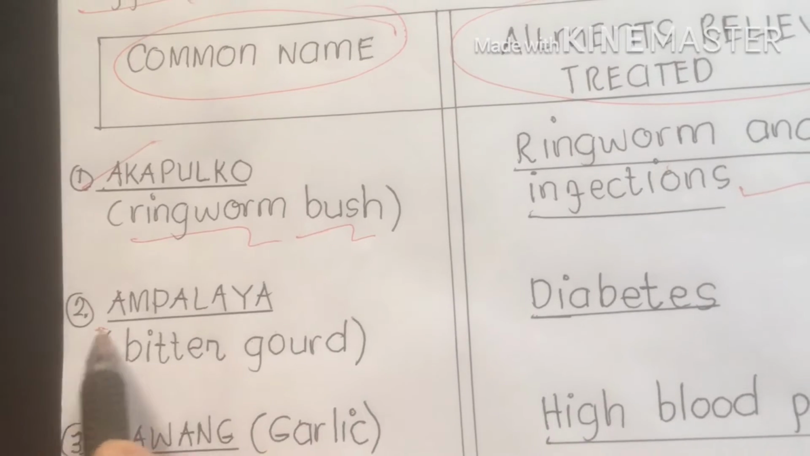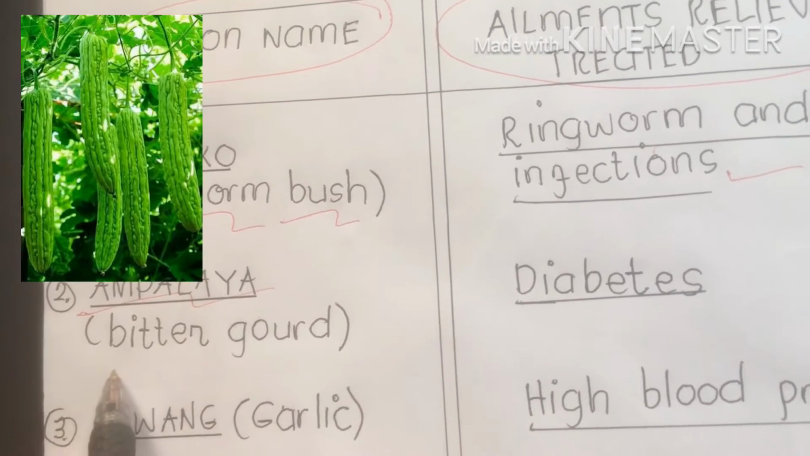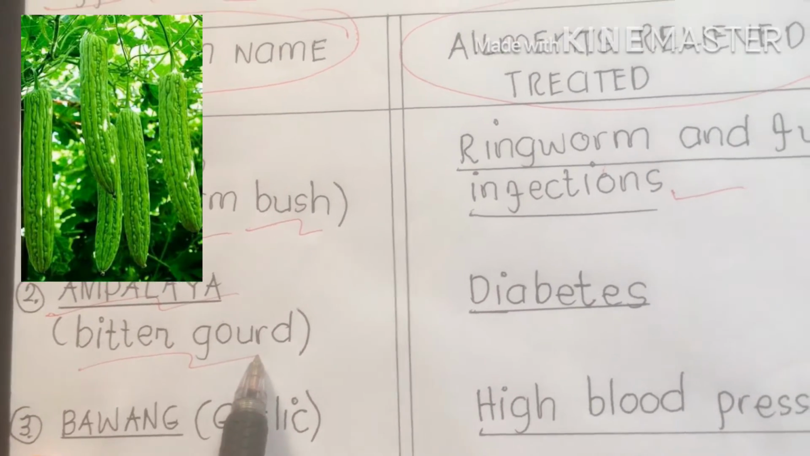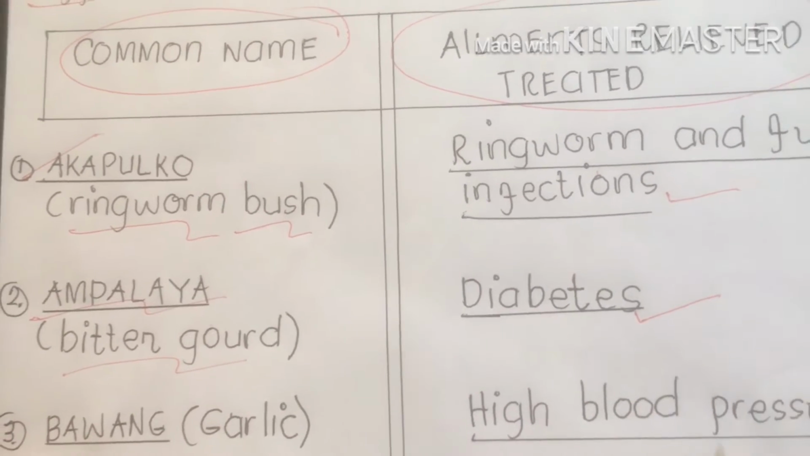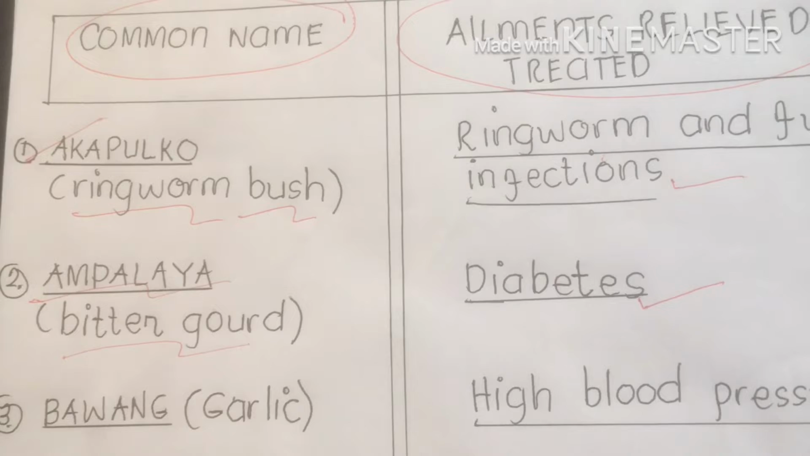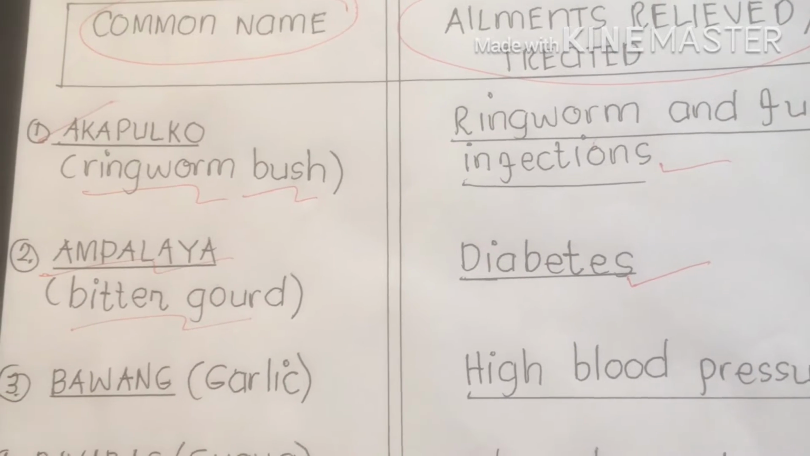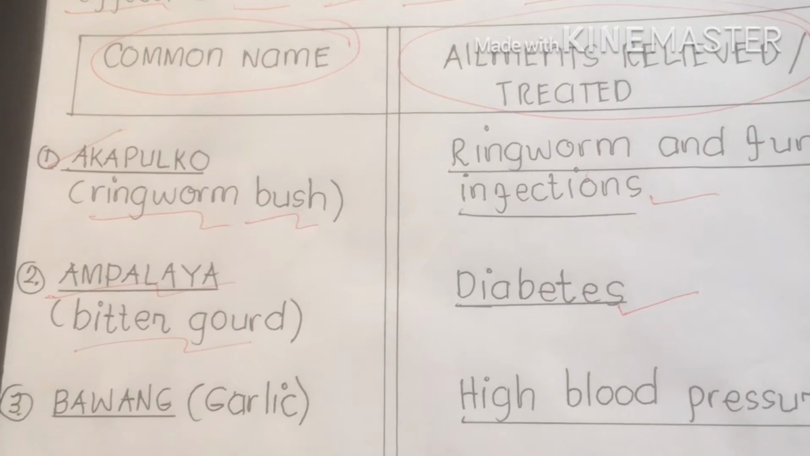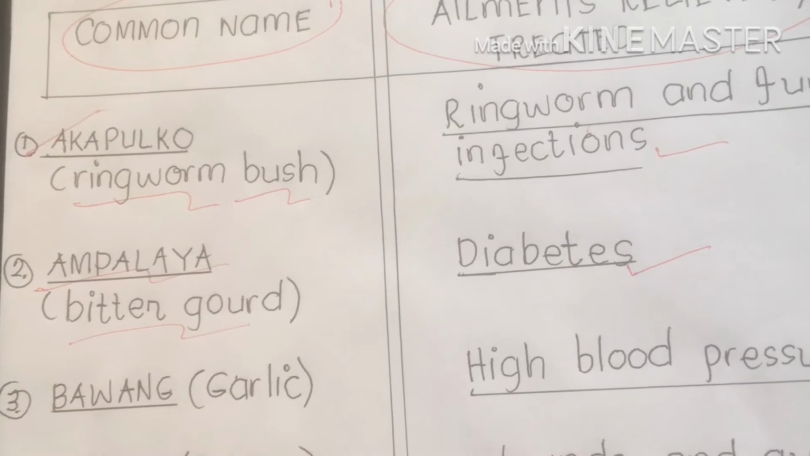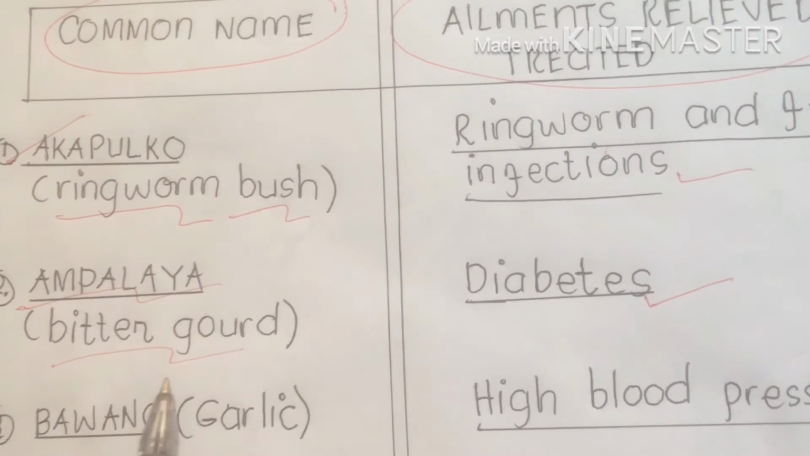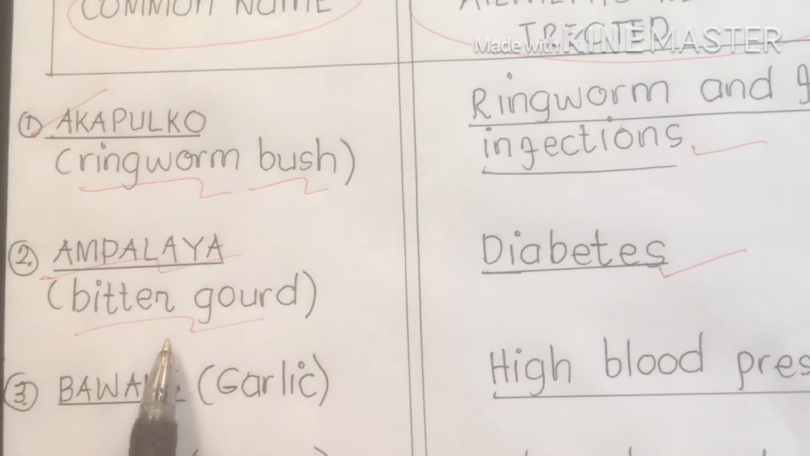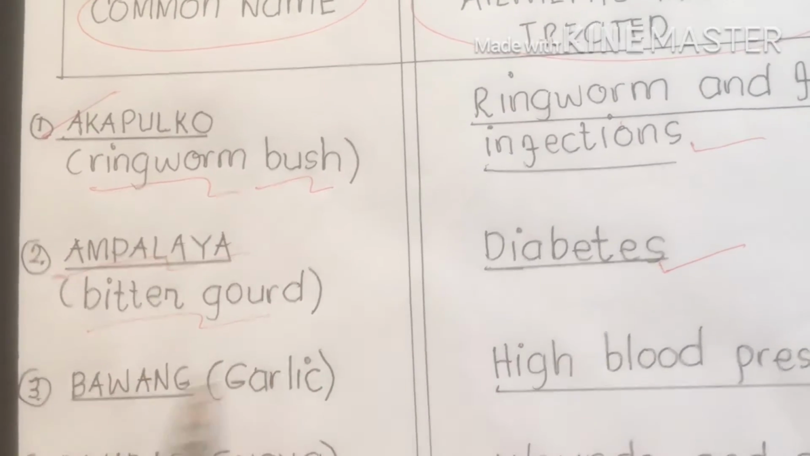Next is Ampalaya, or what we call bitter gourd. Ailments relief treated: diabetes. Okay, this is very helpful, guys. For example, we can buy medicine at the drugstore. In the absence of that, we can buy ampalaya or bitter gourd to cure diabetes.